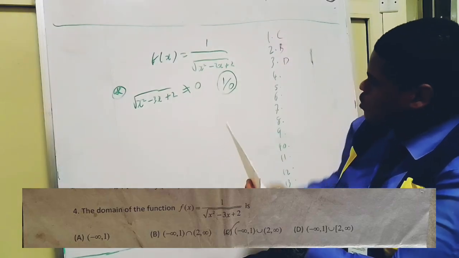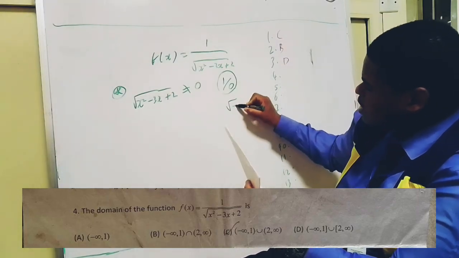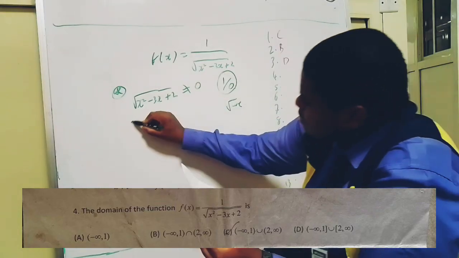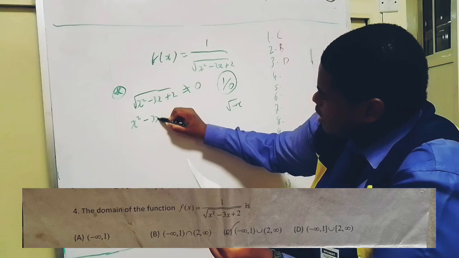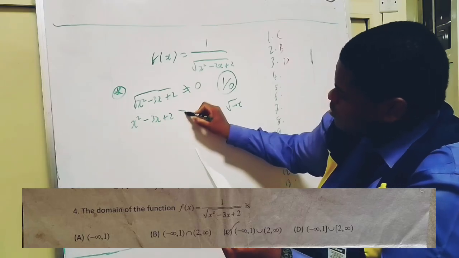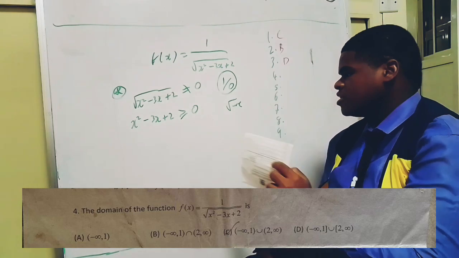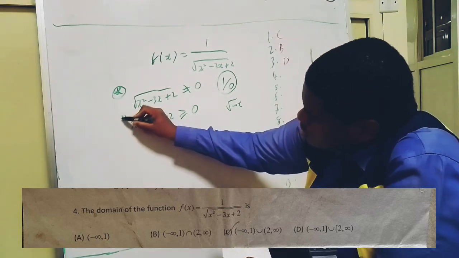The second thing: we don't want the square root of a negative number, but there's a square root here also. So we don't want the square root of a negative number. That means x squared minus 3x plus 2 should be greater than or equal to 0. This is our second parameter now.